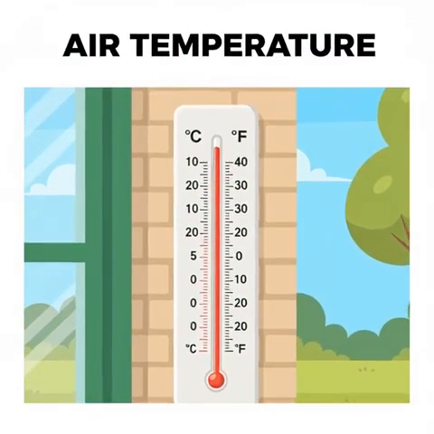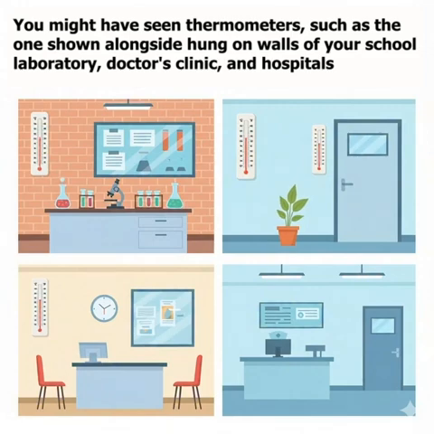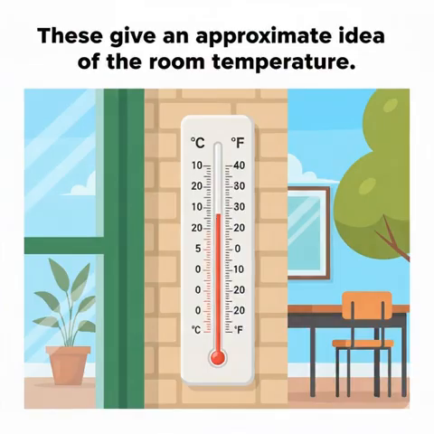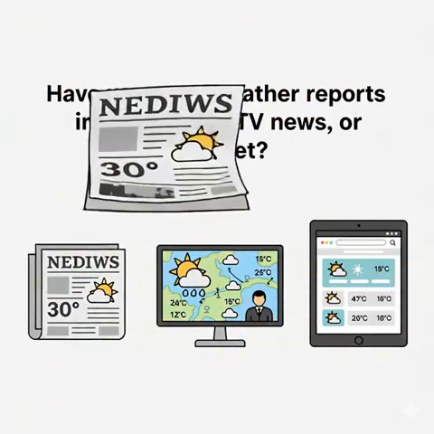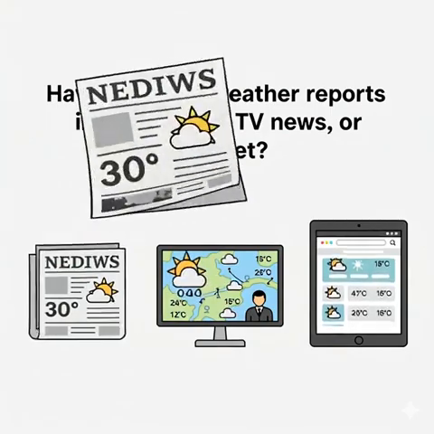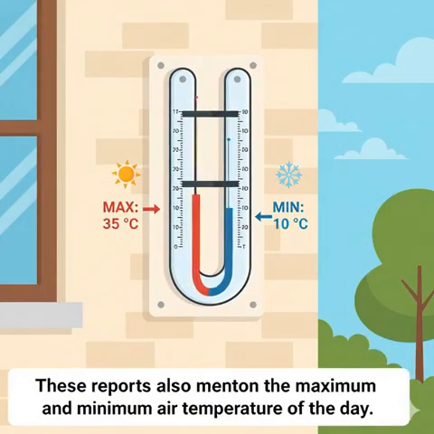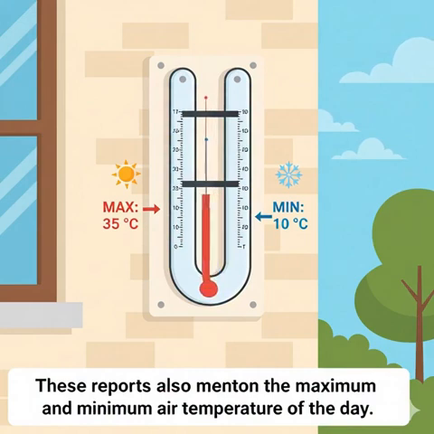Air temperature. You might have seen thermometers, such as the one shown alongside, hung on walls of your school laboratory, doctor's clinic, and hospitals. These give an approximate idea of the room temperature. Have you seen weather reports in newspapers, TV news, or the internet? These reports also mention the maximum and minimum air temperature of the day.